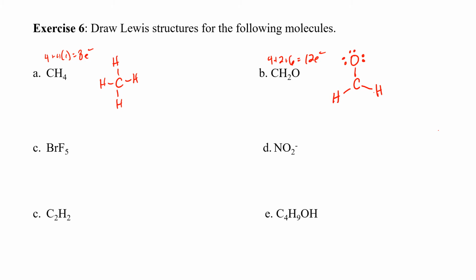So step 5 says if your central atom is not happy, which carbon's not, it has 6 electrons, we're going to need to use multiple bonds. Carbon can only borrow electrons from the oxygen, so we're going to get rid of that lone pair and make a double bond.